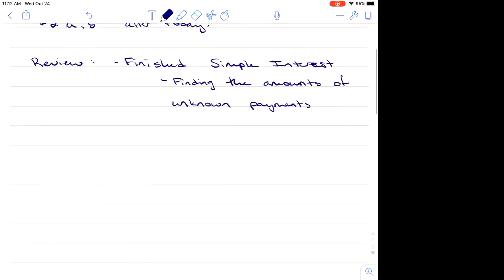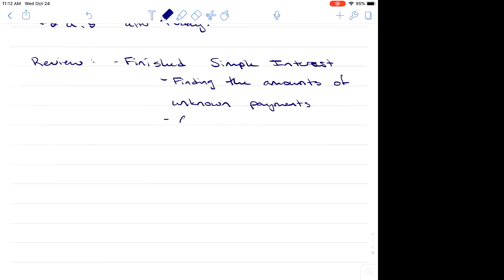Okay. And then we talked about changing interest rates. How do we deal with changing interest rates? In the simple interest scenario, we said, well, we could calculate the amount of interest at each point, add those all up to get our future value, for example, right? Or we can just use the future value formula where the rate and the amount of time changes for each increment.